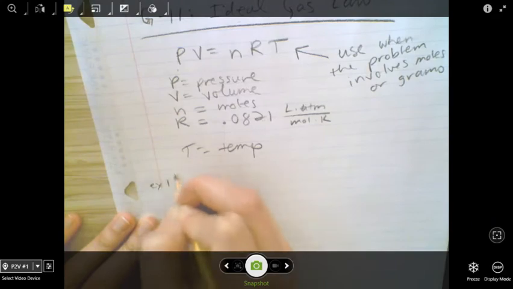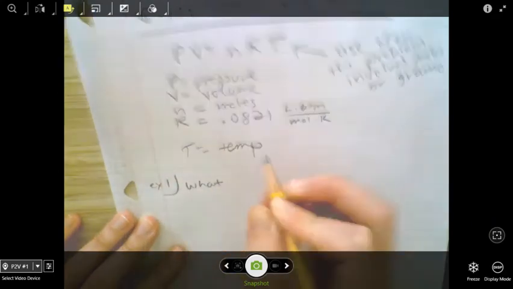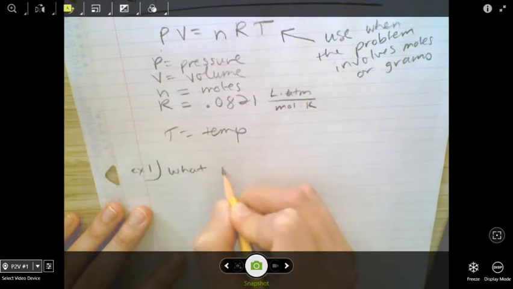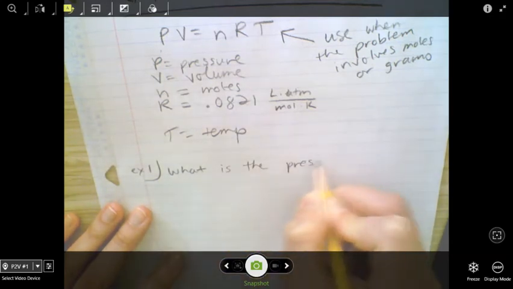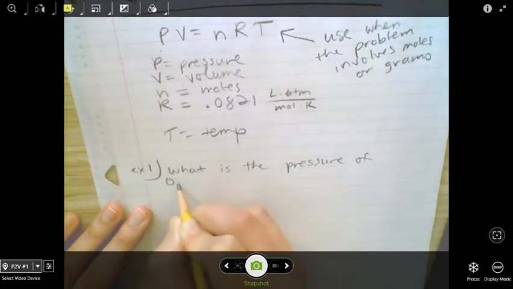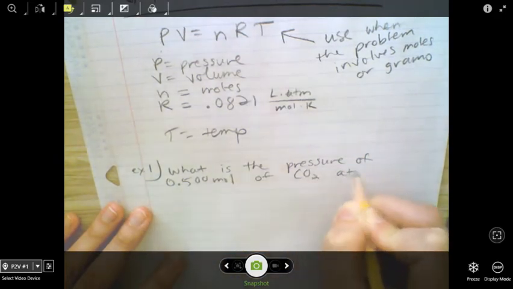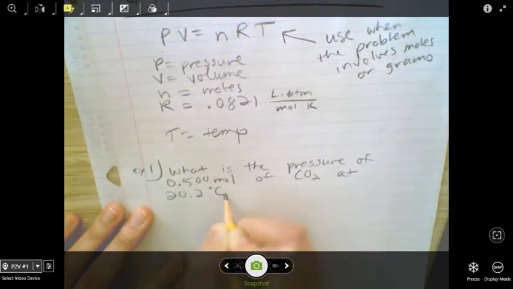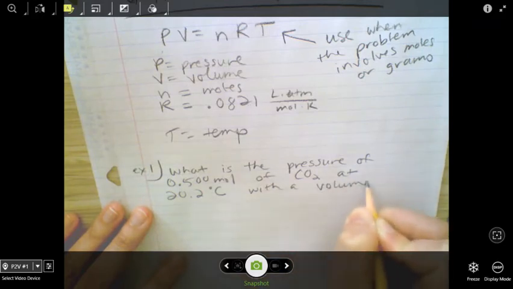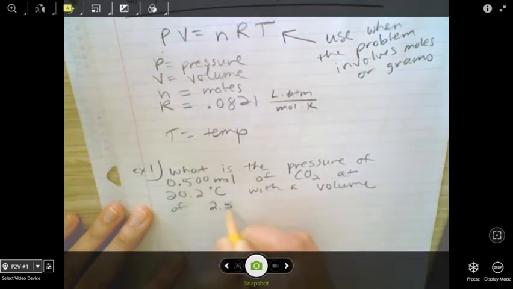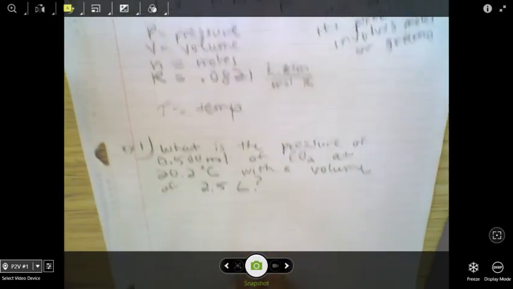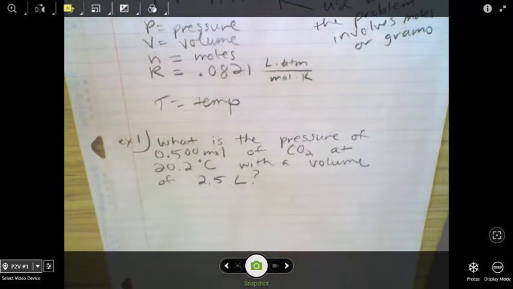All right, example 1. We're only doing 2 examples here. What is the pressure of 0.500 moles of CO2 at 20.2 degrees Celsius with a volume of 2.5 liters? Okay. What is the pressure of 0.500 moles of CO2 at 20.2 degrees Celsius with a volume of 2.5 liters?